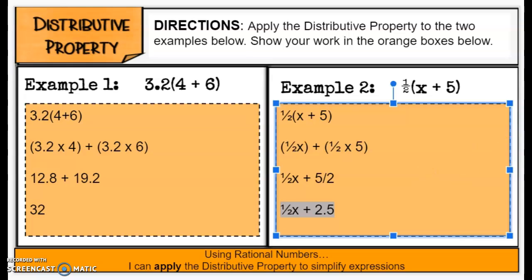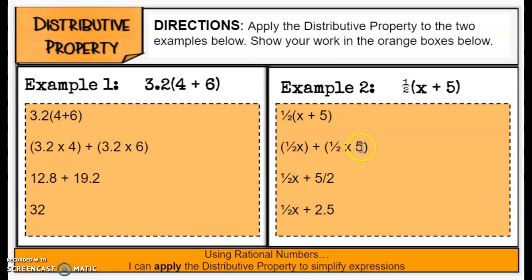So let me walk through these steps one more time. I have 1/2 times x plus 5. I distribute my 1/2 to my x. So it's 1/2 times x. All you do is put them together like this since it's a variable. And my 1/2 times 5 right here. I then go ahead and do the multiplications within the parentheses, which gives me 1/2 x plus 5/2.